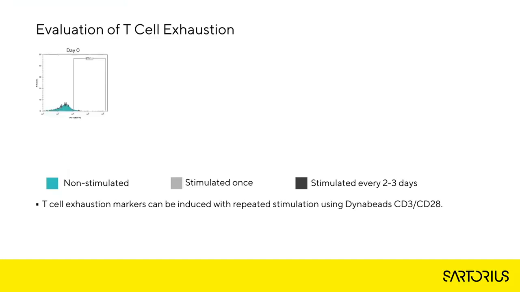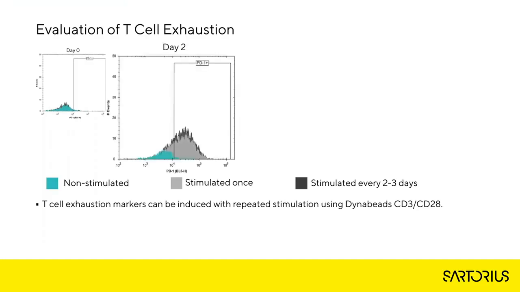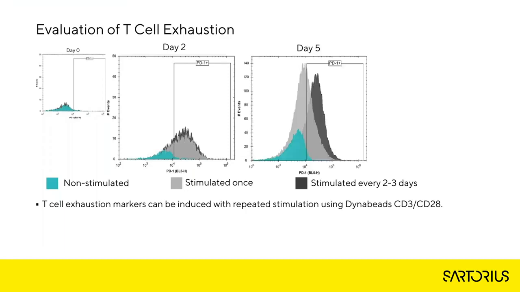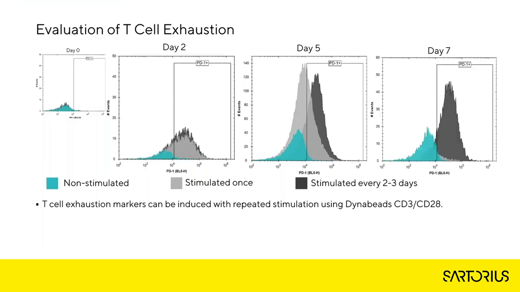Here we show a series of histograms of PD1 expression on CD3 positive cells. Gates were set based on the day 0 populations. As you can see, after 2 days, both of the stimulated populations increase in PD1 expression, indicated with a right shift in the histogram. At day 5, we see the single stimulated population decrease, i.e. shift to the left, while the repeat stimulation maintains its PD1 expression.